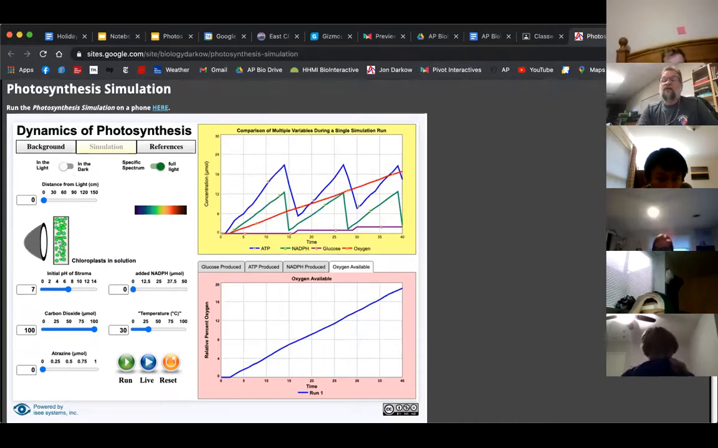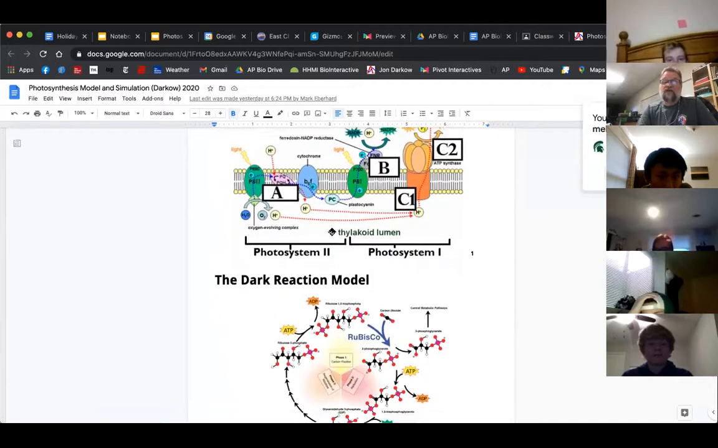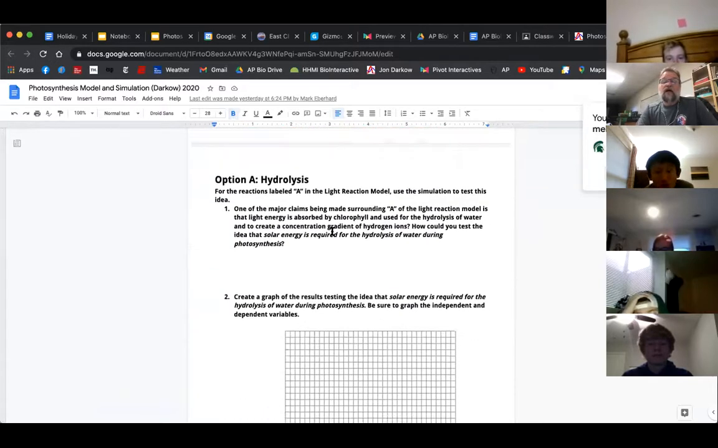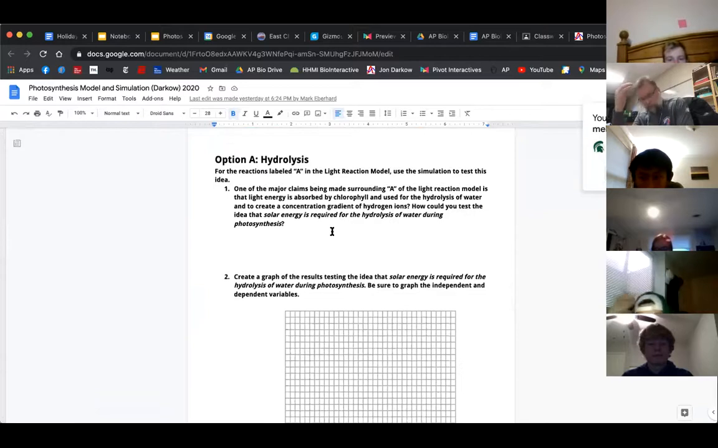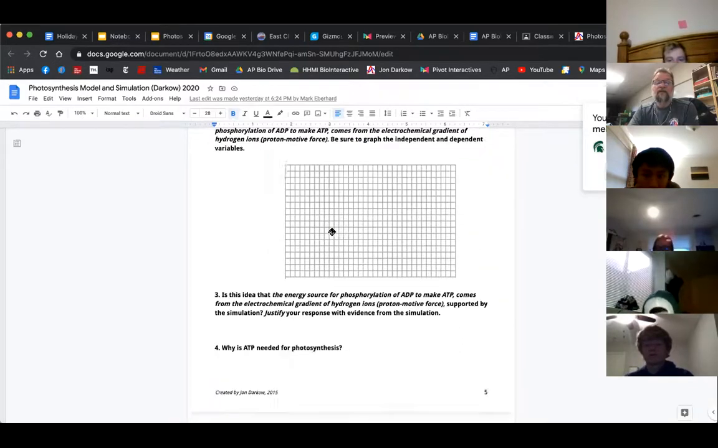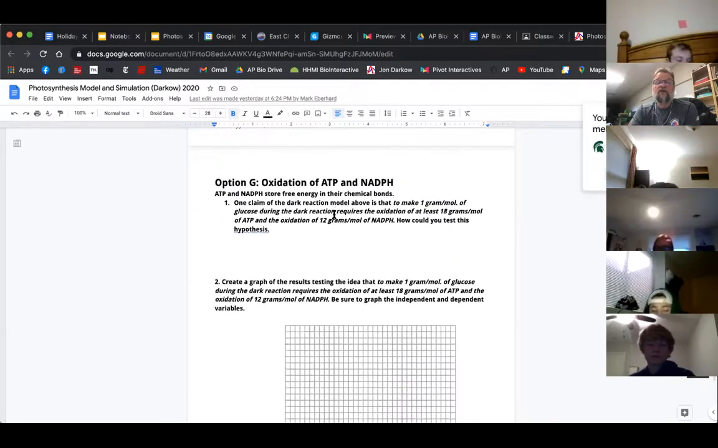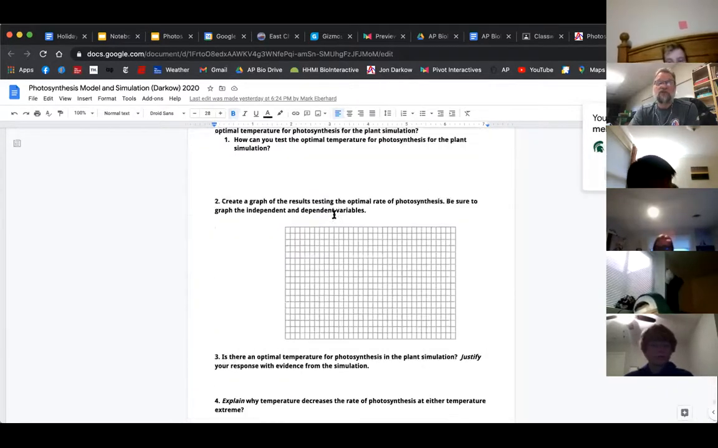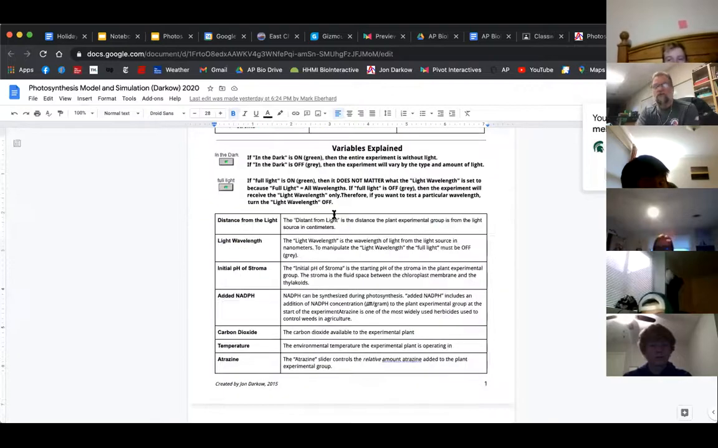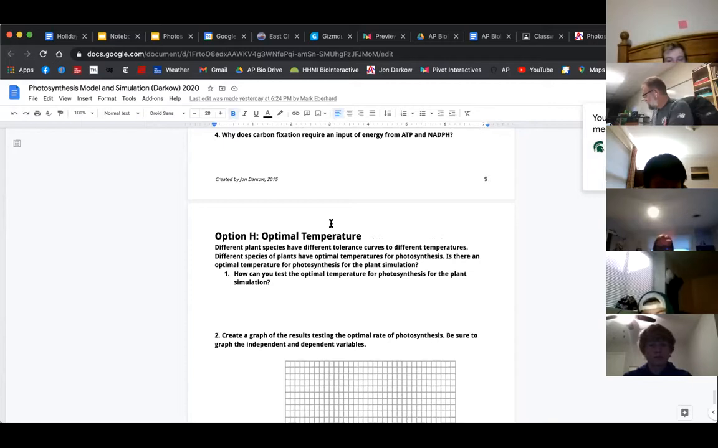So if we look at the actual document, there's a review of the light reactions and dark reactions. And then there are several different questions that can be tested. So there's an A, B, C, D. I'm forgetting how far it goes. F, G, H. Okay, so it goes up through H. Is that right? Yes, okay. So give me just a second.